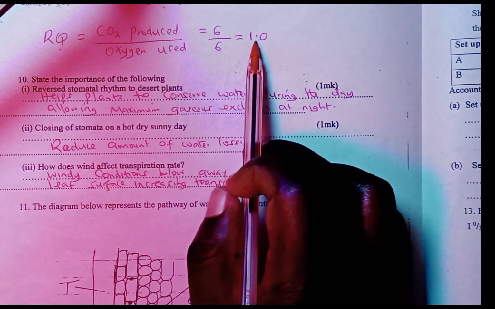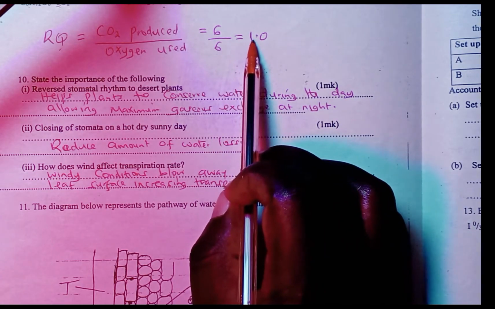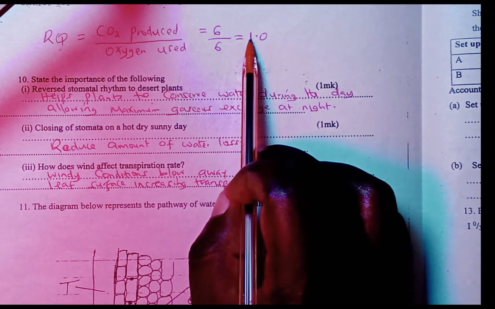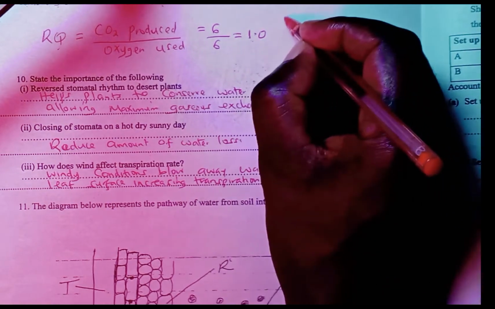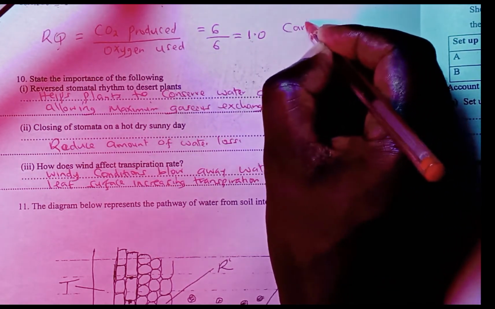And to be more precise, sometimes you can be asked the kind of food substrate that gives us the RQ of 1. These are actually carbohydrates.